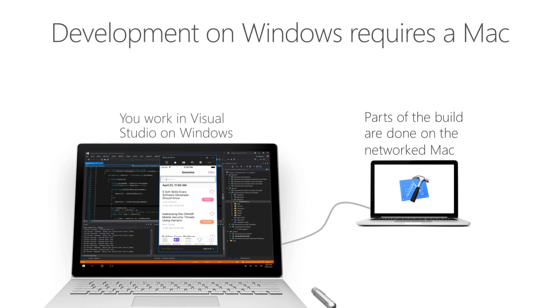Now, to achieve all of this, you will need to install the Xamarin installer on your Mac. You'll also need to make sure that you have the latest version of Xcode installed. Our wizard will then take you through all the steps to set up and enable access from your Windows PC to your Mac to ensure that this process works end to end.